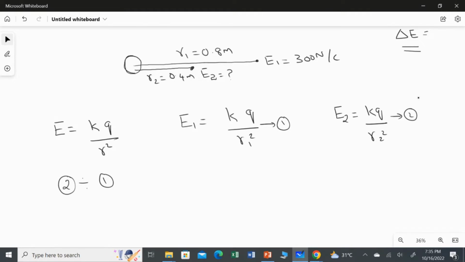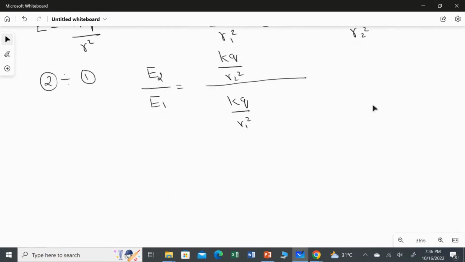If you divide, first of all, we have to divide the left hand side of the equation and then the right hand side of the equation. So first I'm going to divide the left hand side, E2 over E1, which is equal to K Q over R2 square over K Q over R1 square. Now we have to rearrange this equation. If you rearrange, what you will get? E2 over E1 is equal to K Q over R2 square multiplied by R1 square, which comes to the numerator, over K Q.